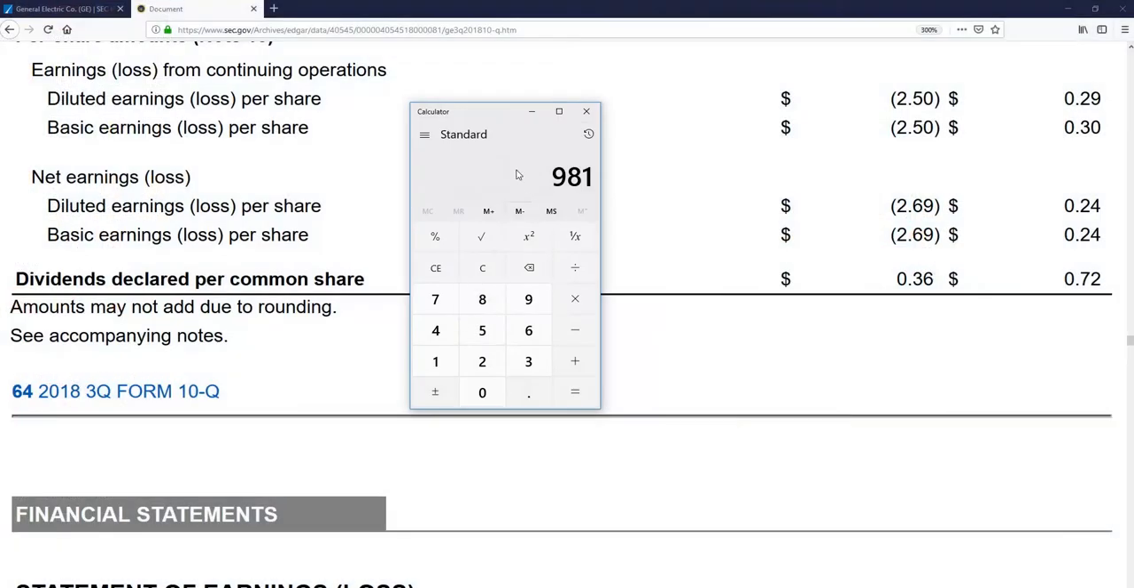What we have is $981,000 is what was brought in so far for 9 months, ending September 30th. If we divide that by 3, we get roughly 327 a quarter, and we take that times 4. We can expect to have $1.3 million for the year. Okay. All right. So $1.3 million, right? And then we're going to divide that by the number of shares.